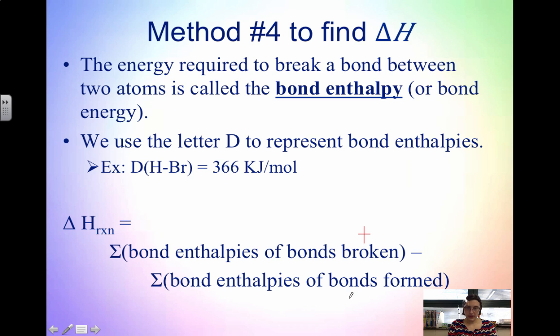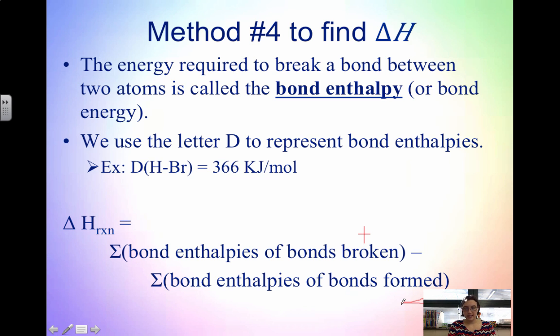So forming a bond is exothermic, right? Energy is released, well, that should be a negative. Energy is released when a bond is formed. So it takes energy to break a bond. That's why it's minus bonds formed, right? So bonds broken are positive, minus bonds formed, which are negative.